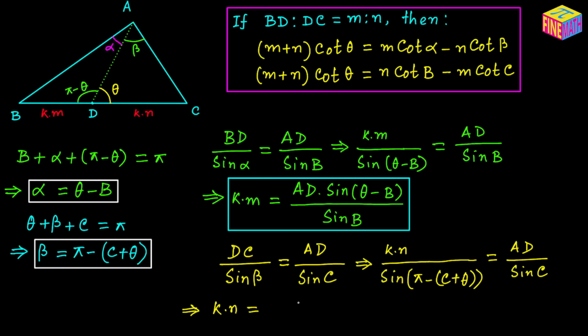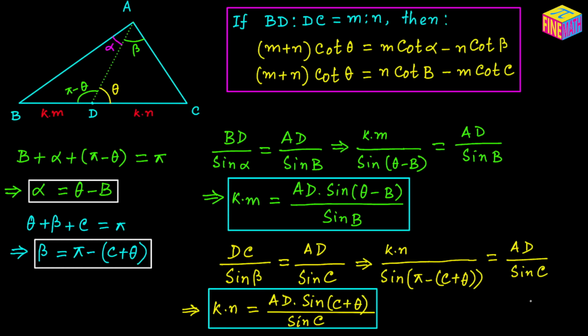It will be equal to AD times sine of pi minus C plus theta, that can be written as sine of C plus theta, because sine of pi minus any angle is equal to sine of that angle. So I am going to write it as sine of C plus theta, all of that over sine of C.